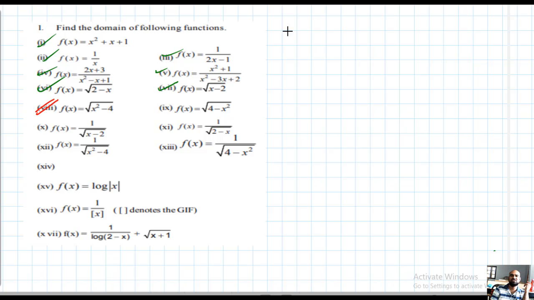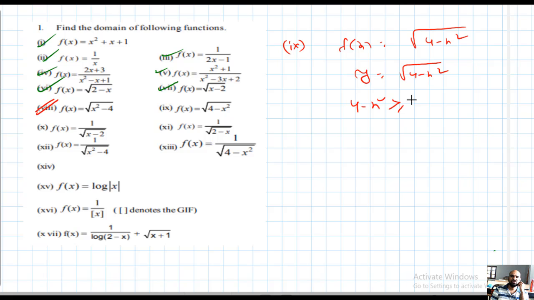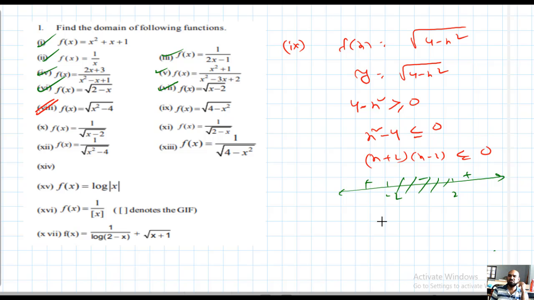Okay, eighth completed. Next, ninth problem. f of x equal to root over 4 minus x square, or y equal to root over 4 minus x square. For what values of x is y a real number? It means 4 minus x square should be greater than or equal to 0. To use the wavy curve method, the x square coefficient should be positive. That's why I am multiplying by minus on both sides: x square minus 4 less than or equal to 0, or x plus 2 into x minus 2 less than or equal to 0. Now I want to use the sign scheme here, number line, minus 2, plus 2, plus minus plus, negative symbols you want. So directly I can say the domain of the function equal to closed minus 2 to closed 2.